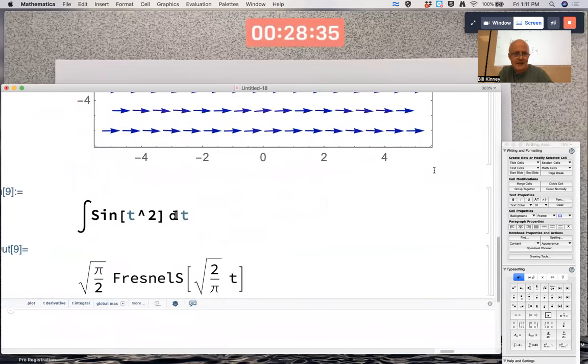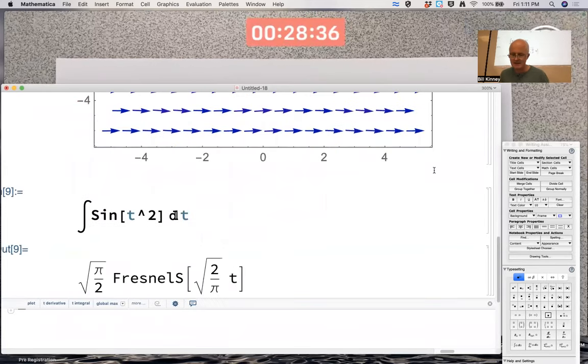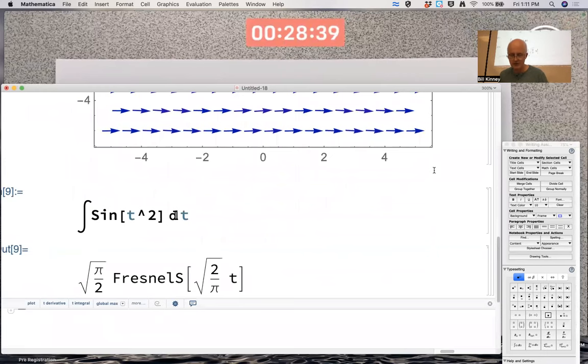The reason it says Fresnel S is because there's no ordinary function that you're used to that is the answer. And that can actually be proved. You have to create a new function and say that's the answer. Somebody named Fresnel created this function and got it named after him. Fresnel S, maybe the S is because of the sine.